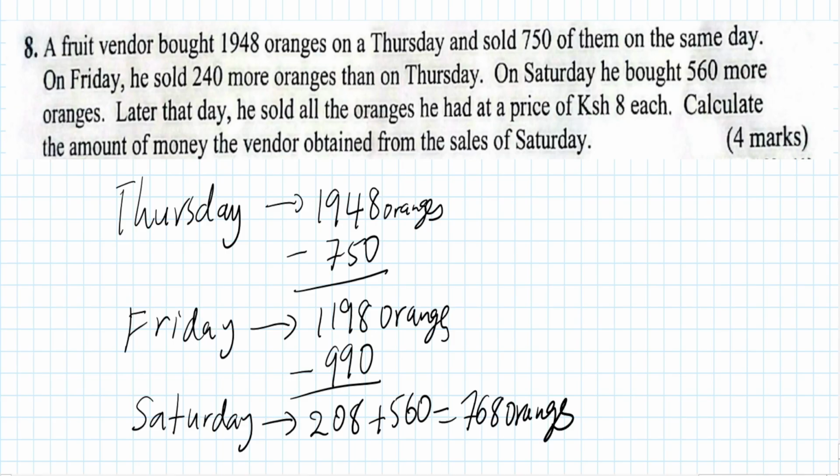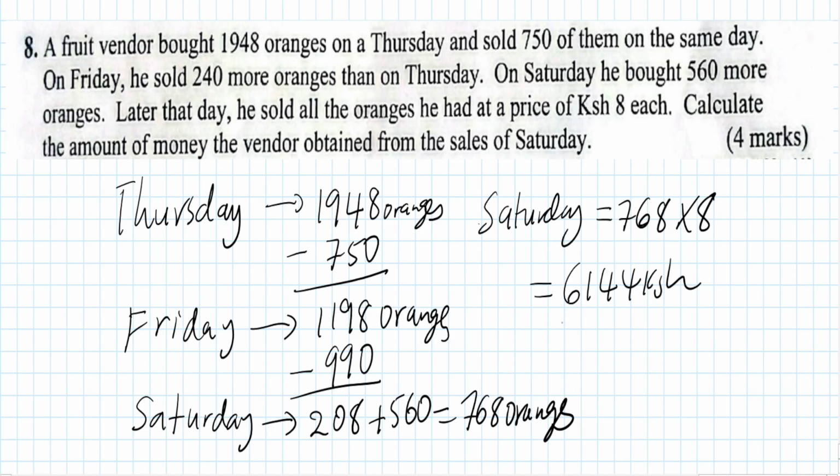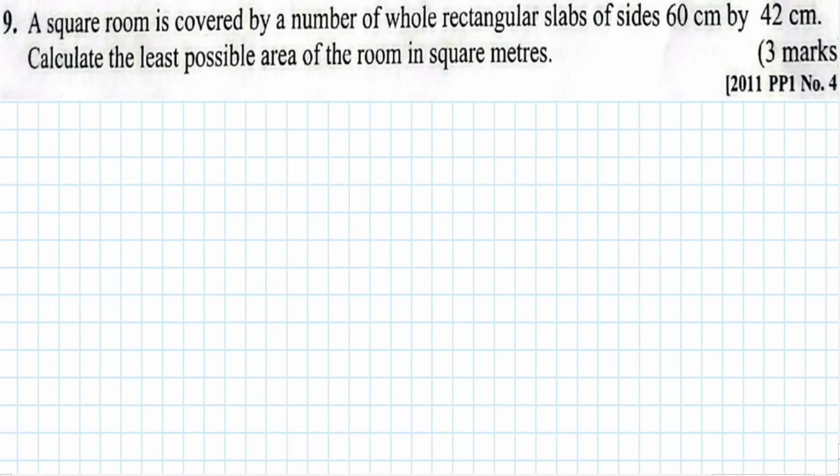But remember, you've been told here to calculate the amount of money the vendor obtained from the sales of Saturday. Now, Saturday, he sold all the oranges at 8 shillings. So he remained with 768 and he sold them at 8 shillings each. So how much are we going to get after taking 768 times 8? It's going to give us 6,144 Kenya shillings.